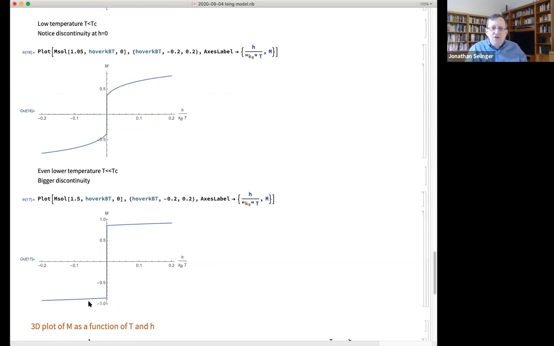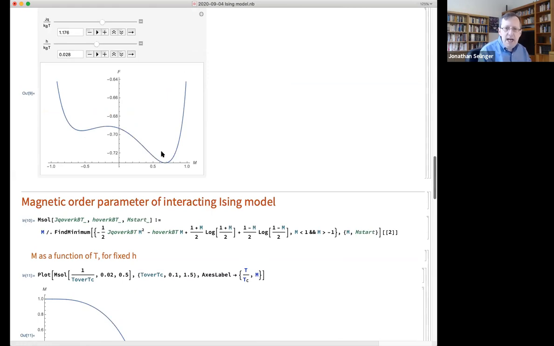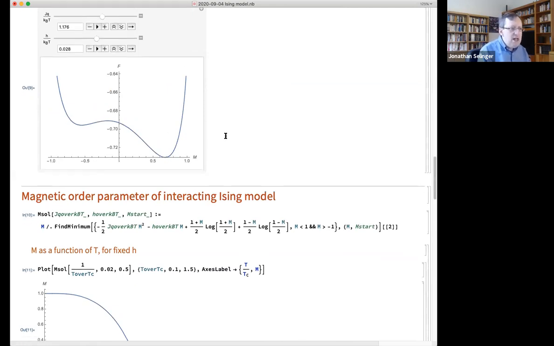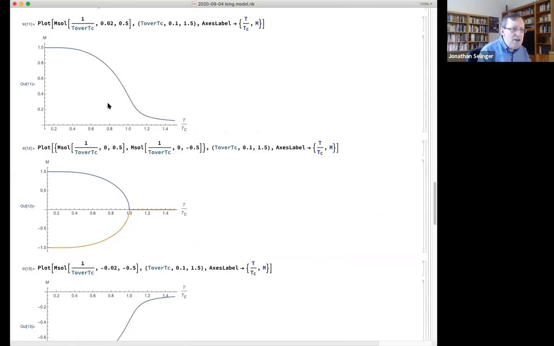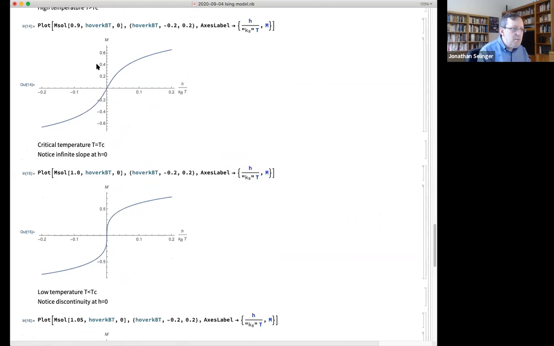I'd really like you guys to think about how to go back and forth among these different kinds of plots, right? This is one important lesson to take from the stuff I'm doing this week. If you have a free energy plot like this, and the minimum is shifting as a function of field and temperature, and then you plot out where the minimum is as a function of field and temperature, you get plots that look like this and this.